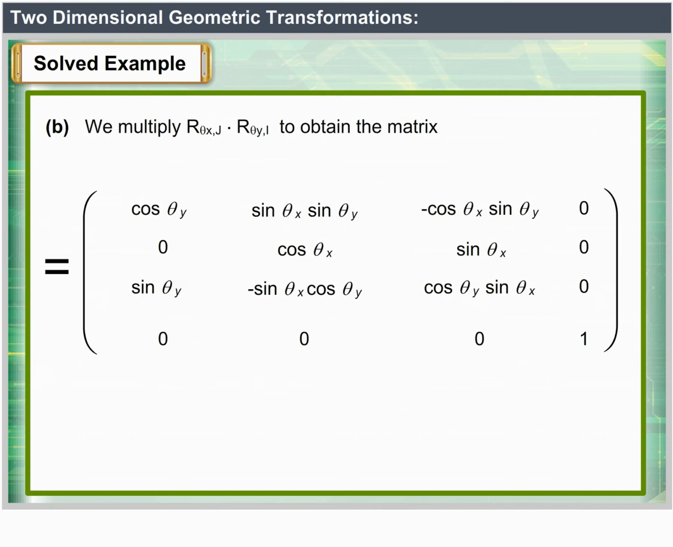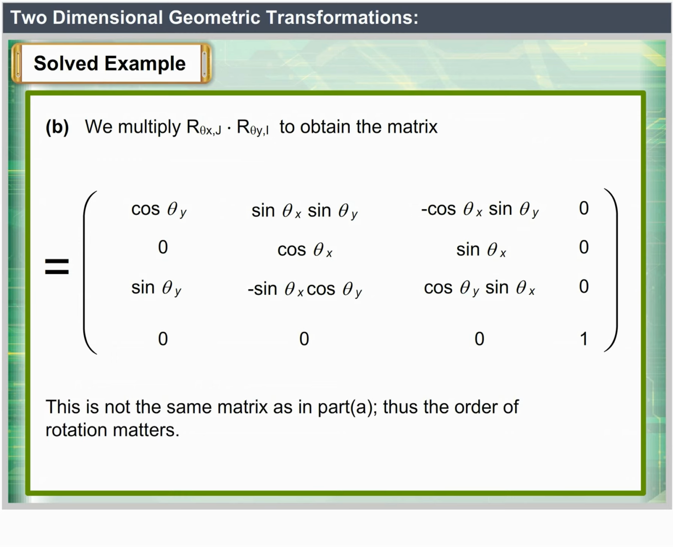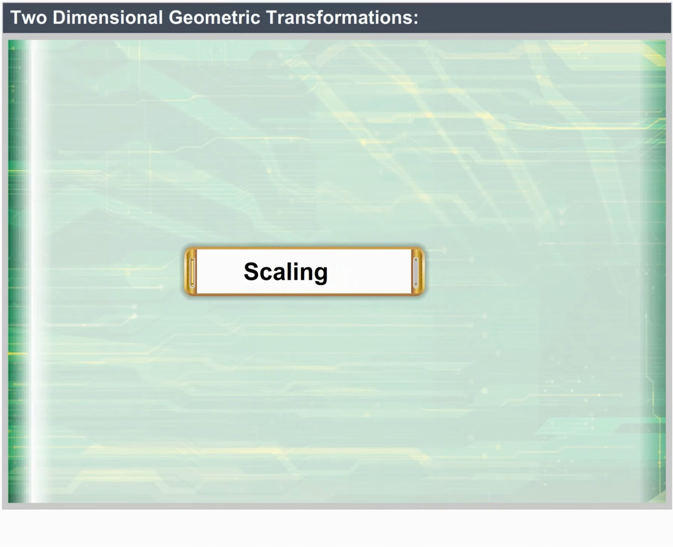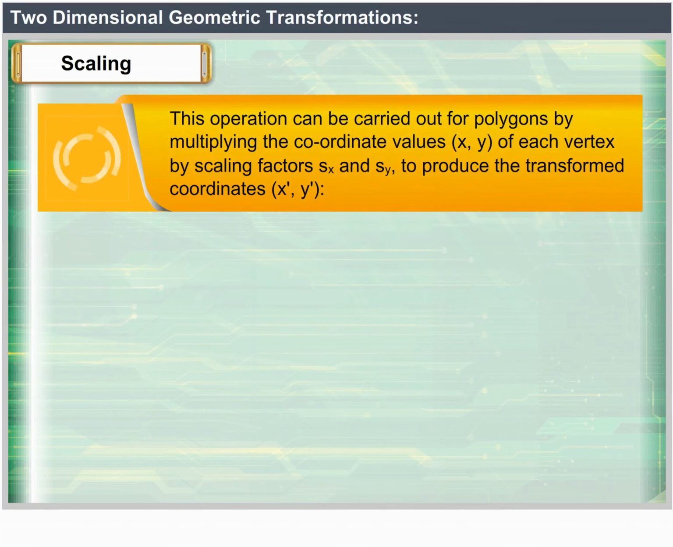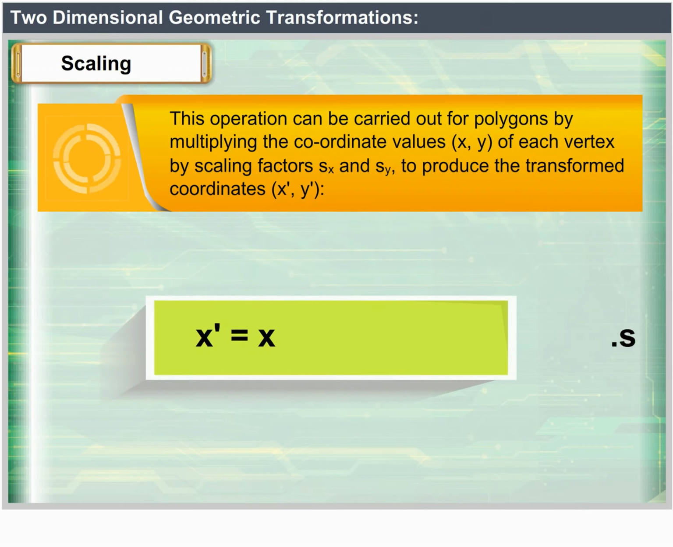Scaling. A scaling transformation alters the size of an object. This operation can be carried out for polygons by multiplying the coordinate values x, y of each vertex by scaling factors sx and sy to produce the transformed coordinates x', y', as shown. Scaling factor sx scales objects in the x direction and scaling factor sy scales objects in the y direction.